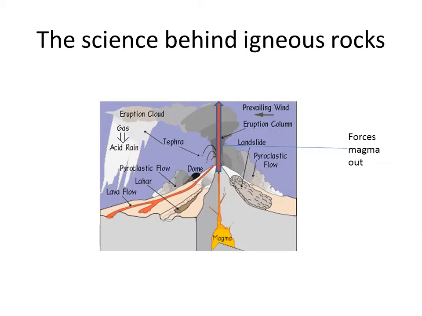The science behind igneous rocks. Magma is under incredibly high pressure. So under the crust, under the volcano, you get a very high build-up of pressure. Eventually, this explodes. You get this eruption, and the pressure throws a huge amount of rock, gas, carbon dioxide, etc., out of the top of the volcano, into the atmosphere and around.